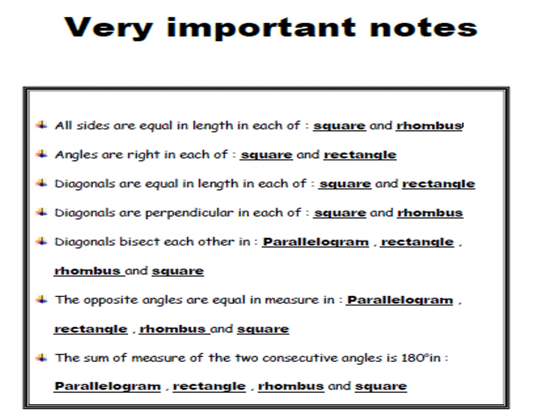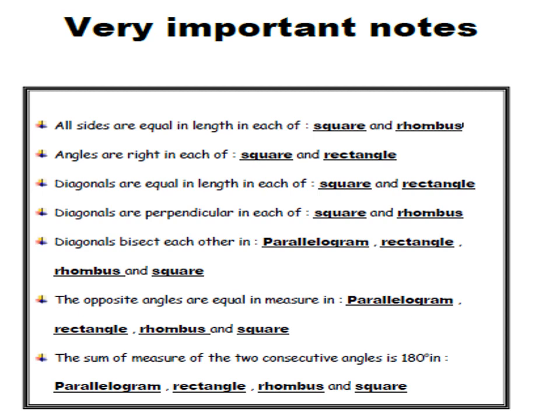Here we have some very important notes. All sides are equal in length in each of square and rhombus. Angles are right in each of square and rectangle. Diagonals are equal in length in each of square and rectangle. Diagonals are perpendicular in each of square and rhombus. Diagonals bisect each other in all our cases.